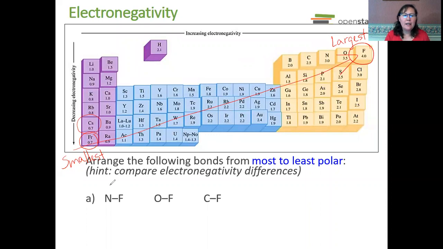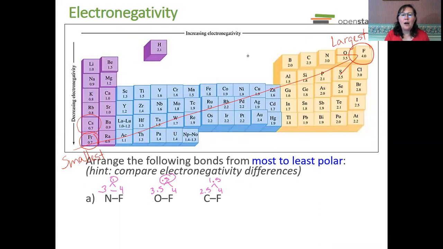So we see here that nitrogen is 3 and fluorine is 4, and that gives those a difference of 1. Oxygen is 3.5 and fluorine is 4, and that gives them a difference of 0.5. And carbon is 2.5 and fluorine is 4, so that gives them a difference of 1.5.